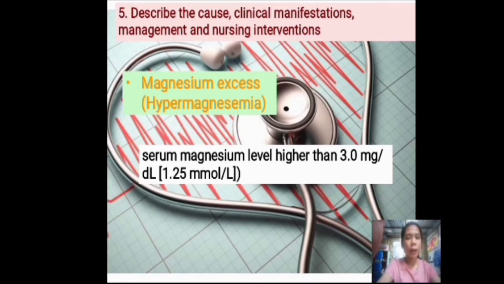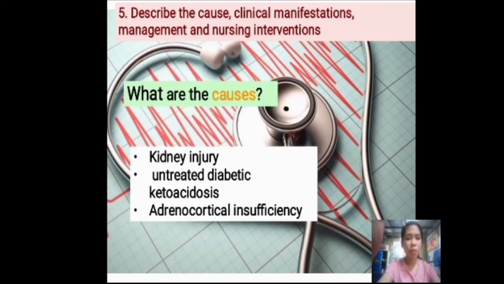Then, let's move on to magnesium excess or hypermagnesemia. It is wherein the serum magnesium level is higher than 3.0 mg per deciliter. So, what are the causes? Number 1 is kidney injury. Since the kidney excretes the magnesium, if the kidney is injured, it would not be able to excrete magnesium.